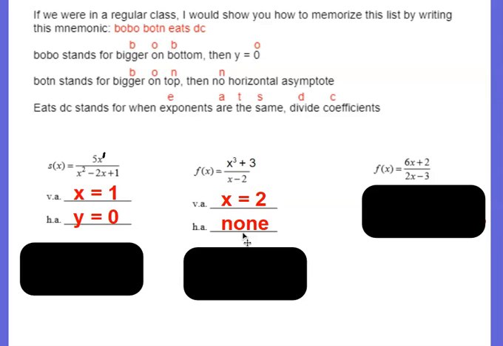There is a situation when you could have a slant asymptote. If there is no horizontal asymptote and the exponent on top is only 1 bigger than the exponent on bottom, then there is a slant asymptote.